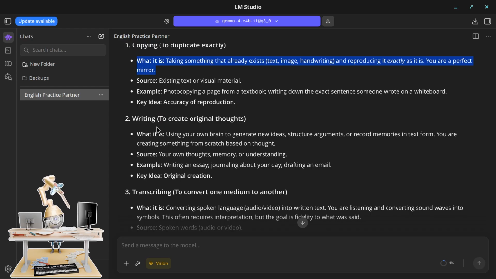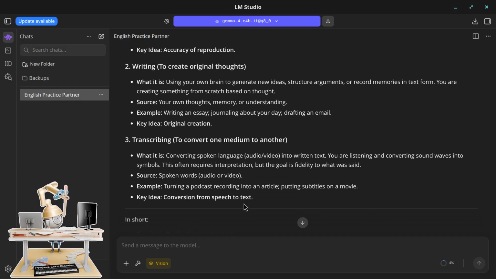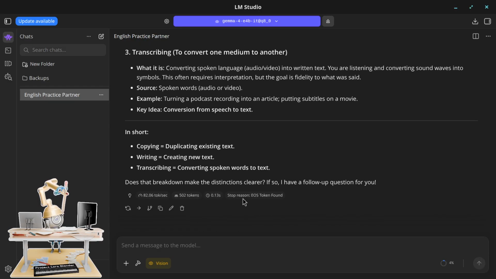But I'm copying. I can writing. Using your own brain to generate new ideas, structures, arguments, or record memories in that text form. You are creating something from scratch based on that source. Your own thoughts, memory. Yeah, but in the context, man, about you in the context.